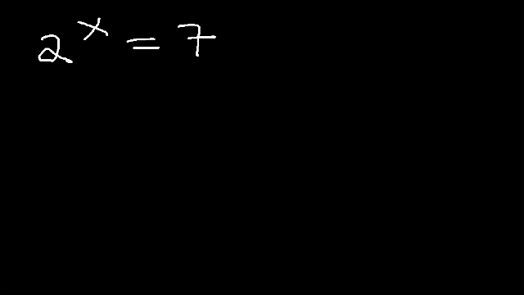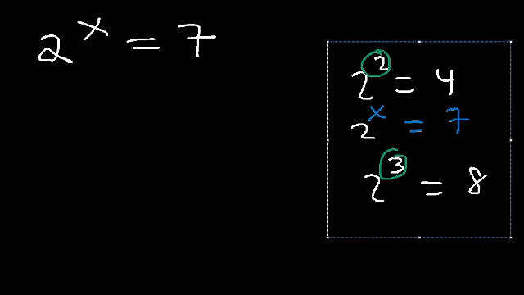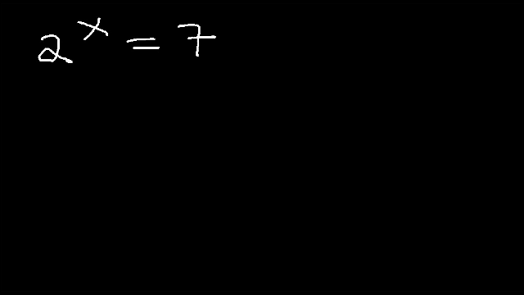How would you solve for x? What is the answer? We know that 2 squared is 4, and 2 to the third power is 8. So x has to be somewhere between 2 and 3, because 7 is between 4 and 8. So x is like 2 point something. But how can we find the value of x? We can't change 7 into a base 2.